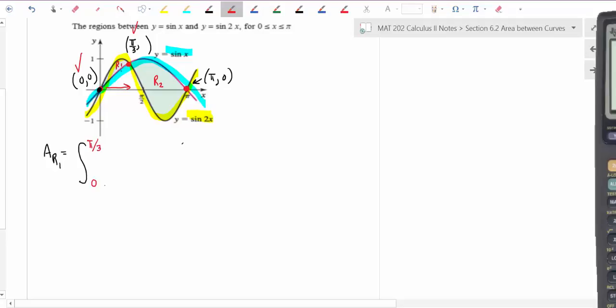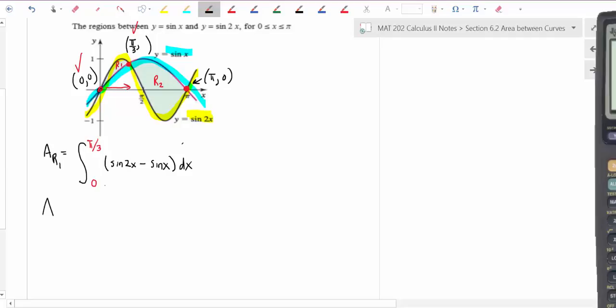Okay, the curve that's on top is this one, which is sine of 2x, minus the curve that's on the bottom, the sine of x, times dx. So that's what we're going to work with on that.